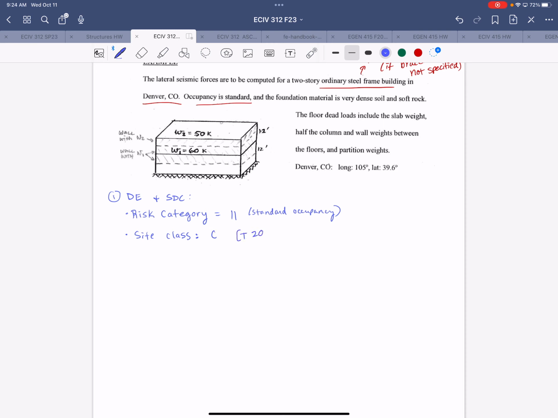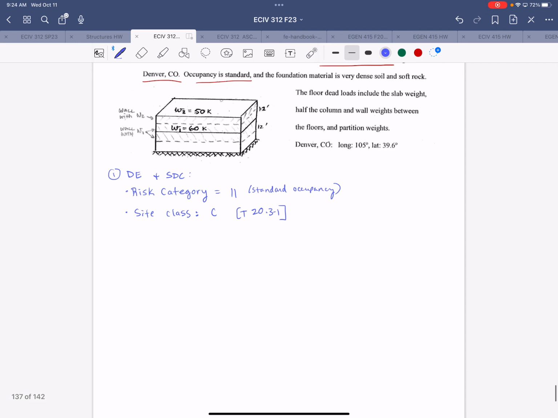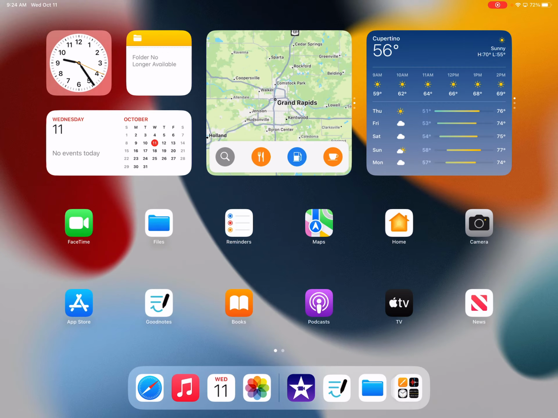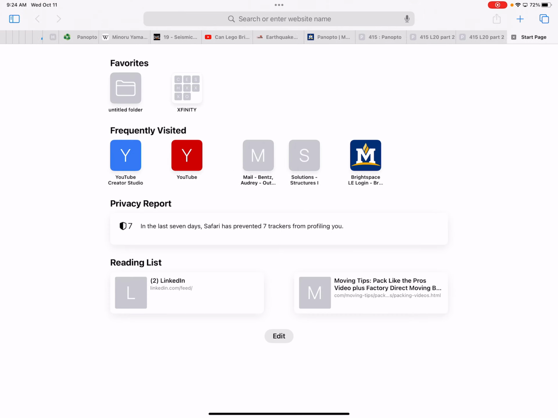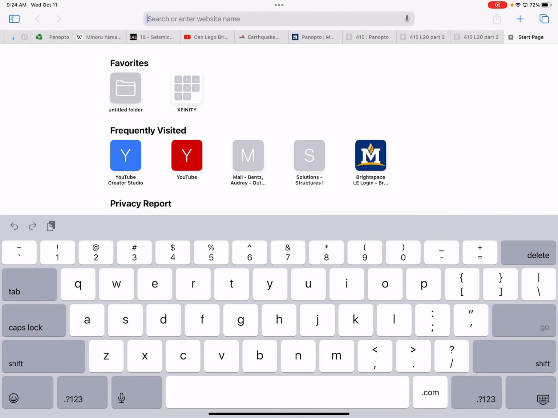So that's from table 20.3-1, and I'm going through and noting where this information is coming from in the example, because that's what I want you to do in your homework as well.